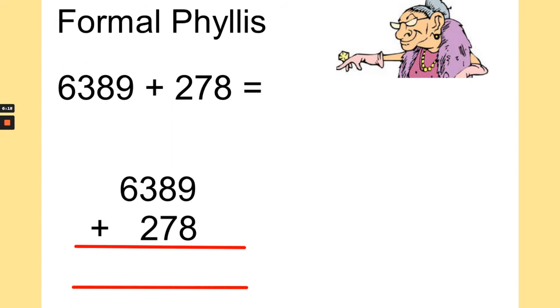Now, Formal Phyllis has moved on to column addition. She wants to know what 6,389 add 278 is. Make sure you lay it out correctly. Pause the video now and work out your answer.